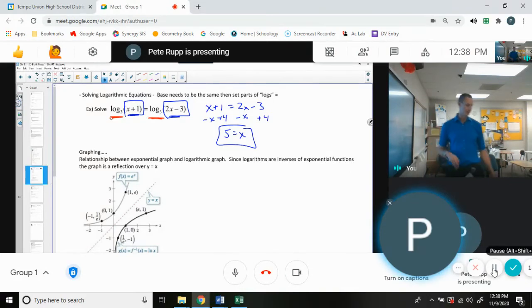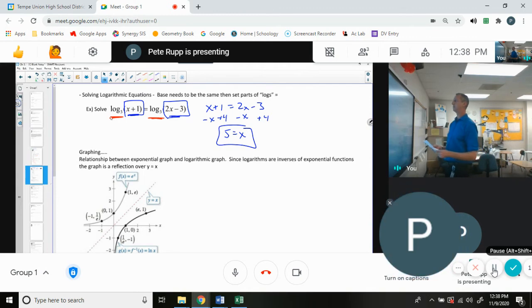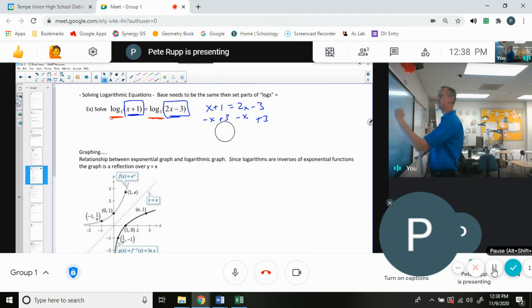So that one right there should be pretty much a gimme on the test. If the bases are the same, go ahead and set what's in the parentheses equal to each other and solve. Let's see. I added 4. I should have added 3. I guess it should be a gimme, and I just missed it. So make sure your arithmetic is right, and then it should be a gimme. So x equals 4. There we go.